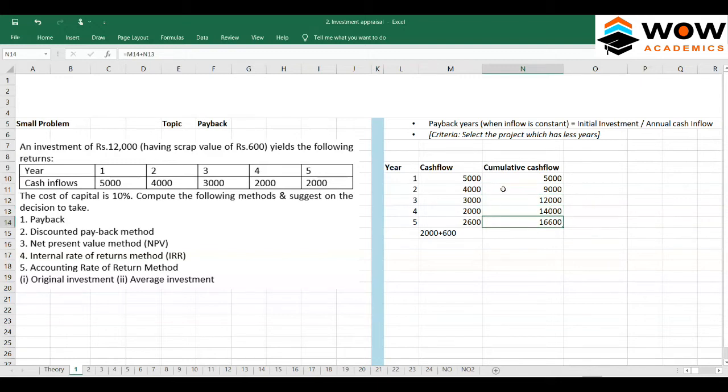Now we have to find out the payback. Payback as a concept, the answer will come only in years, and the criteria is select the project which has a lesser payback. That is, the lower the payback, the better it is. Okay, that's the criteria here. So of course we'll put it here, and we'll also put a suggestion.